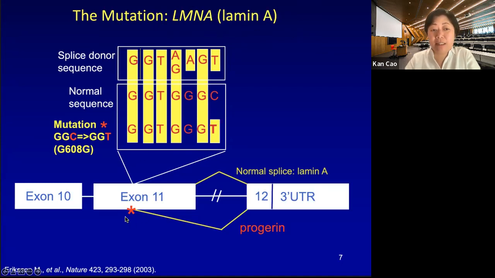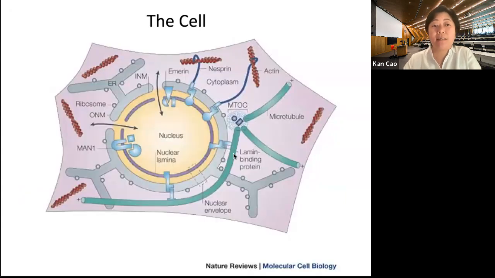So what this mutation does is, in the presence of the mutation, the protein is a little shorter. So it is missing 50 amino acids encoded by exon 11. I'm not going to go through the details of what causes the protein mutation, but let's first understand why this simple mutation can cause such a systemic disease. So where is this lamin A protein located? Here showing you a picture of a classical animal cell.